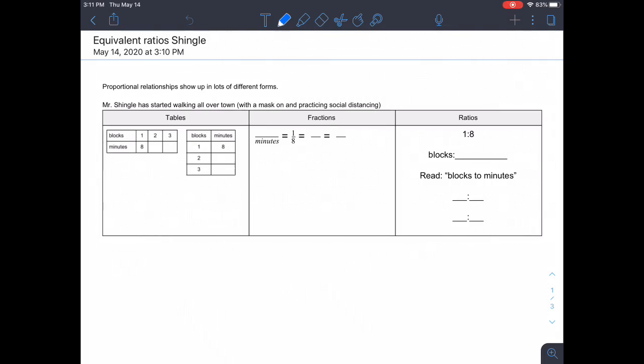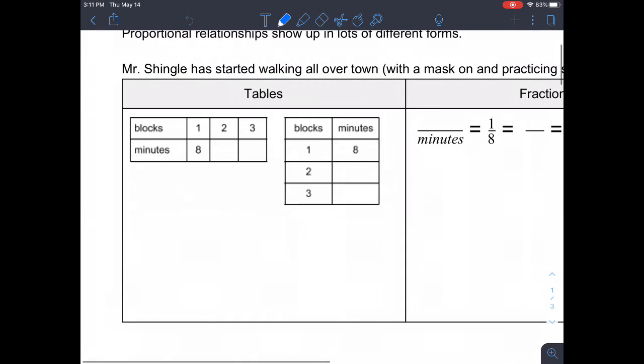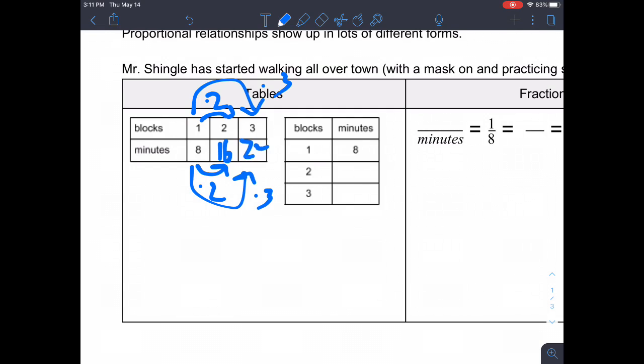So Mr. Shingle has started walking all over town with a mask on and practicing social distancing, of course. And so it shows that I walk 1 block in 8 minutes. So how long would it take me to walk 2 blocks? Well, that's times 2. So this is times 2. 16. 3 blocks, times 3, times 3 gives me 24 minutes.